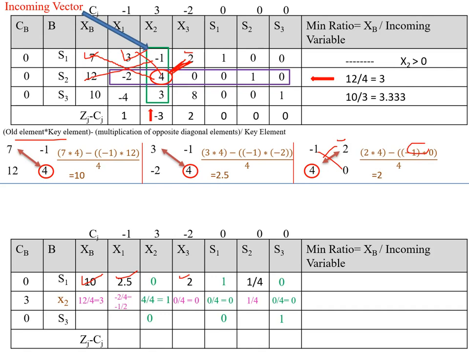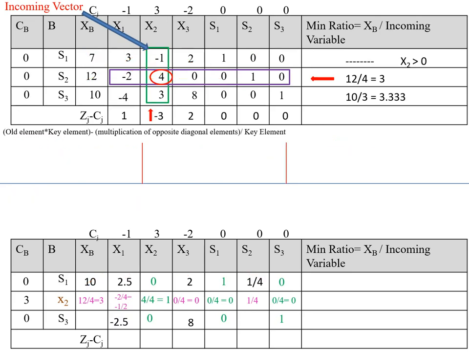So next one, here S2 value. The old element is the 0 and we have to identify the key element here. For these two, the opposite diagonal elements are the minus 1 and the 1. So do the calculation: old element into key element, minus of multiplication of the opposite diagonal elements divided by the key element. So old element is the 0, key element is the 4. So 0 into 4, this is the 0, and minus of minus 1 into 1, that is the plus 1, divided by the key element 4. So the value is 1 by 4, just have to enter the 1 by 4 here.